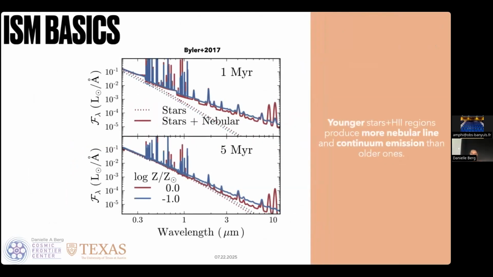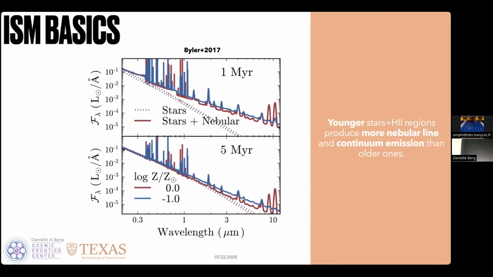Okay, put one more plot. I already said this, but just adding it together with the stars. This is showing you, from Nell Byler's work back in 2017, a 1,000,000-year-old stellar population versus a 5,000,000-year-old stellar population, where you have a generic continuum from just your stars in the dotted lines, and then you add your nebular continuum to create the full spectrum with the solid lines.